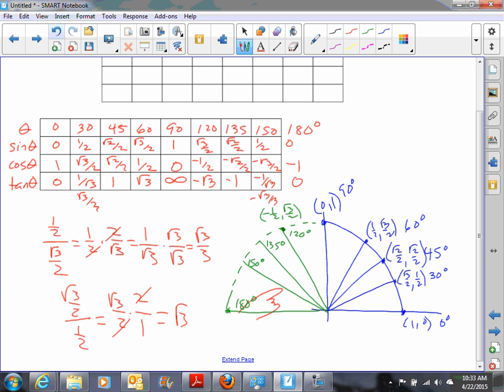Now, the same things could be done in the third and fourth quadrant.